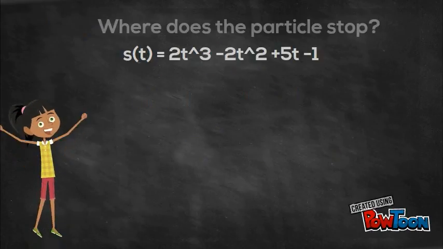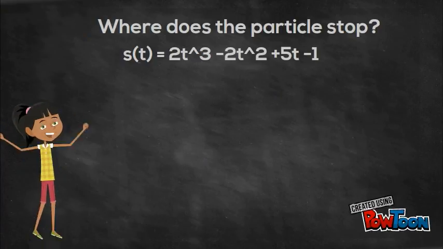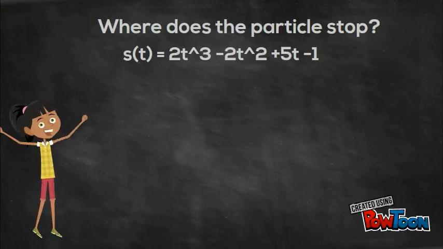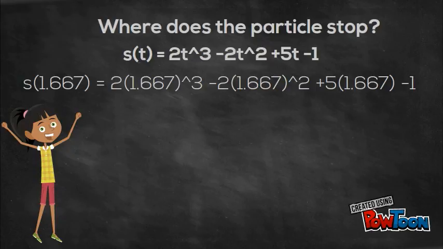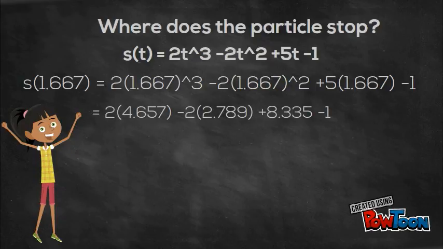The next question is, where does the particle stop? Since we already found that the particle stops at 1.667 seconds, you plug it into the position equation to find out where the particle stops. After you solve this, the answer is 11.037.